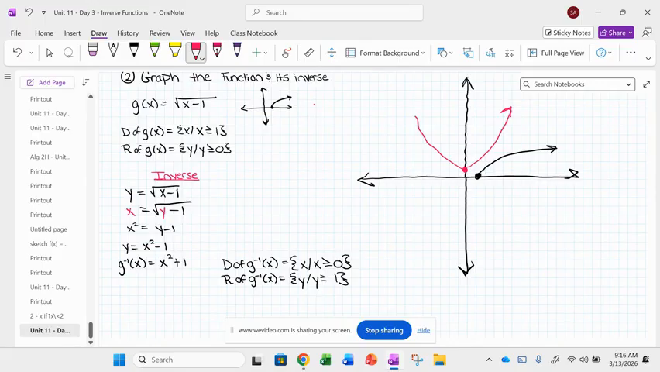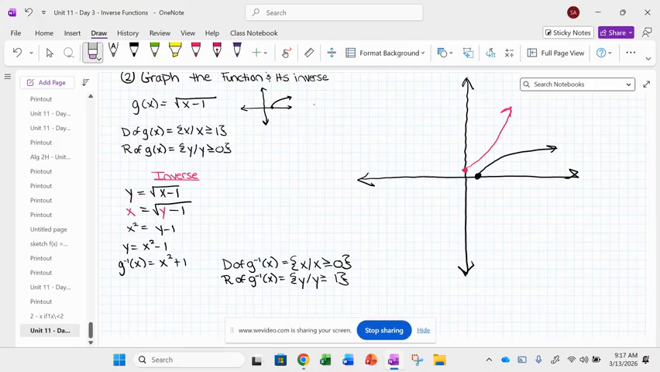But because of our restriction, x must be greater than or equal to 0. What am I erasing? The left part of this. So it looks something like that. And wouldn't that sort of be like how it would look if I was folding it over the line y equals x? It would look something like that. It's a general idea. All right.